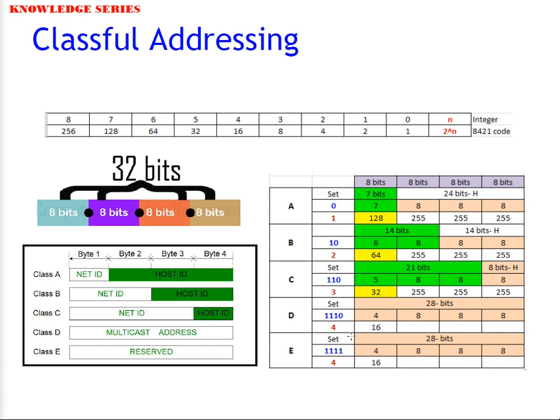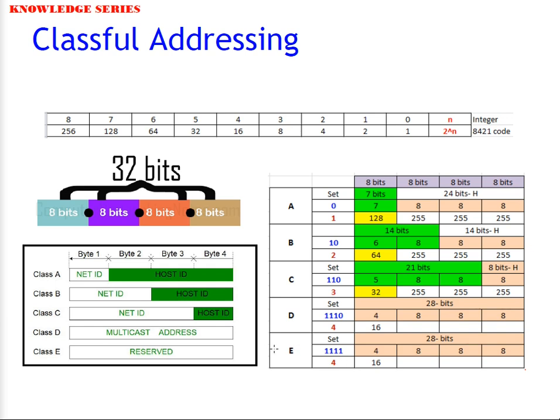Class D and class E are multicast addresses. So the total 28 bits is being taken. 4 bits are set aside for defining class D, that is 1110. Class C is 110, class B is 10, class A is 0. Now here, when you are taking 4, how many bits are remaining? That is 4 bits, because out of this 8 bits you have taken 4 bits. So 2 to the power of 4 is 16 here.